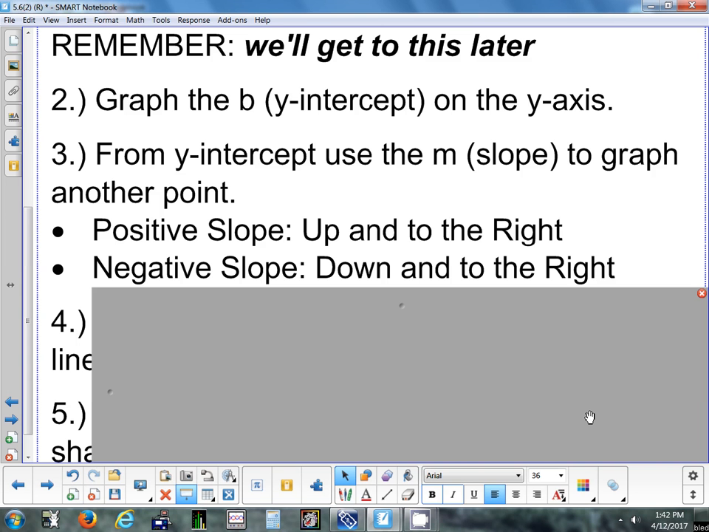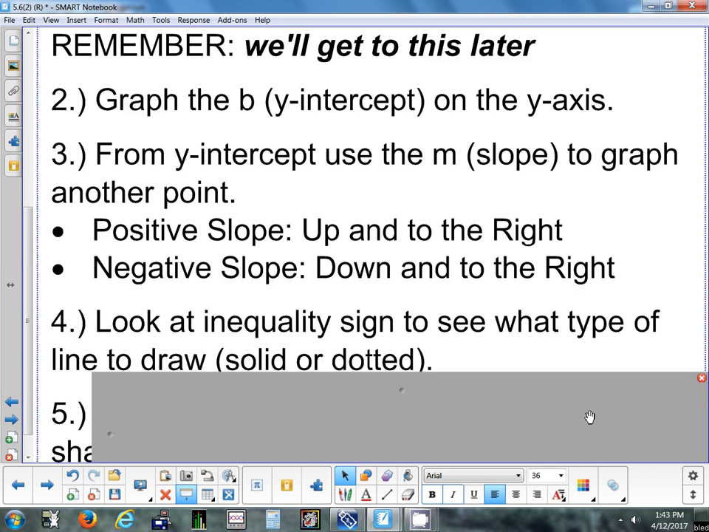So now we've graphed it. We've got our 2 points. Now what are you going to figure out? We know it's y equals mx plus b. We've graphed the y-intercept. We've graphed the slope. Shannon? What kind of line is it? Yeah, what kind of a line it's going to be. So that's going to be step 4. We'll look at the inequality sign that's in the problem, the little Pac-Man symbol, to see what type of line to draw. We can either have solid or we can have dotted. One or the other.